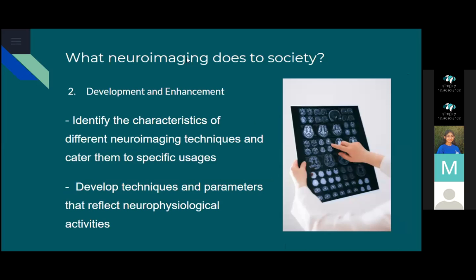And then, still talking about how neuroimaging impacts society, there are also aspects of development and enhancement. Neuroimaging does help identify specific characteristics of diseases. Different neuroimaging techniques can cater to specific uses. And we can also talk about how developing techniques and parameters can reflect neurophysiological activities in the brain.